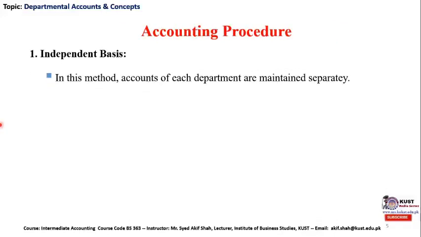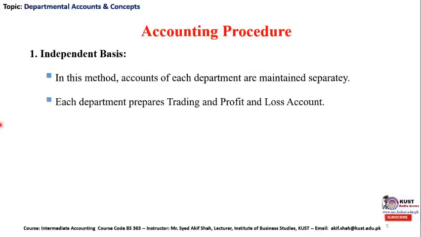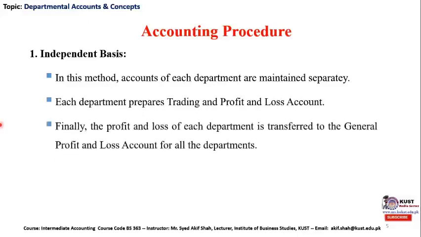What are the accounting procedures? We have two procedures. Number one is independent. What is this? In this method, the accounts of each department are maintained separately. So each department prepares its own trading and profit and loss account separately. Finally, the profit and loss of each department is transferred to the general profit and loss account for all departments, so as to make a compiled consolidated financial statement related to profit and loss.